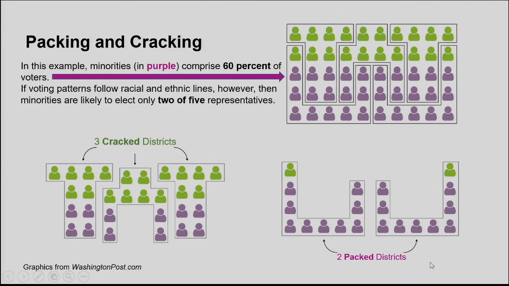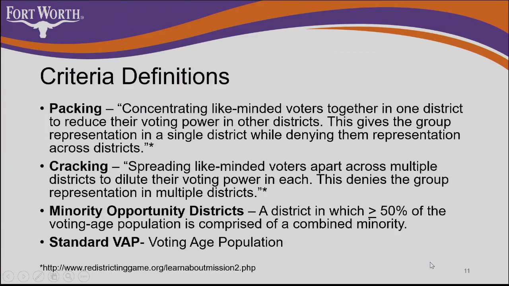And so you can see on top a hypothetical community in which minorities or persons of color are depicted in purple, and they represent 60% of the population. But by having cracking and packing, that is to say, having two districts that are heavily minority and three where the minority is just below 50%, you can ensure an outcome whereby only 40% of the elected body, if you vote by straight demographic lines, only 40% represent the 60% majority. So that's a hypothetical example of how the practice of packing and cracking can distort the representation of your population.